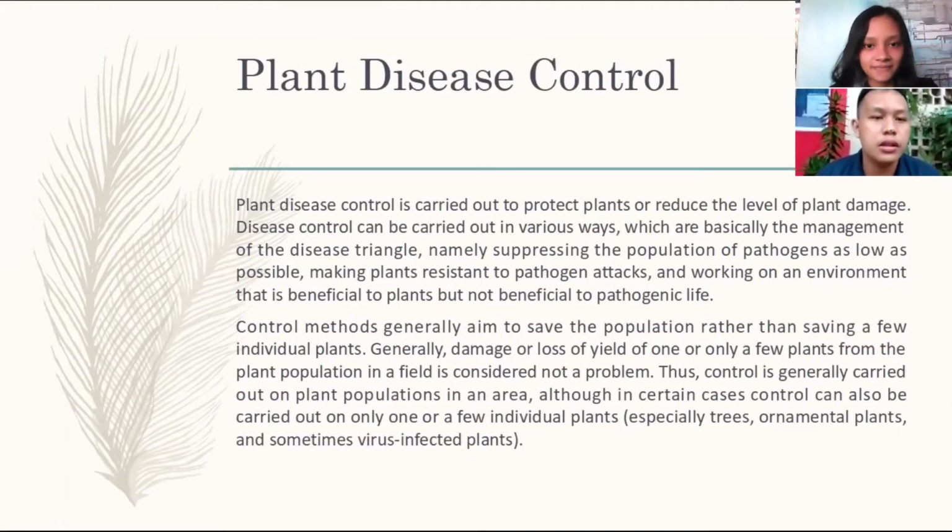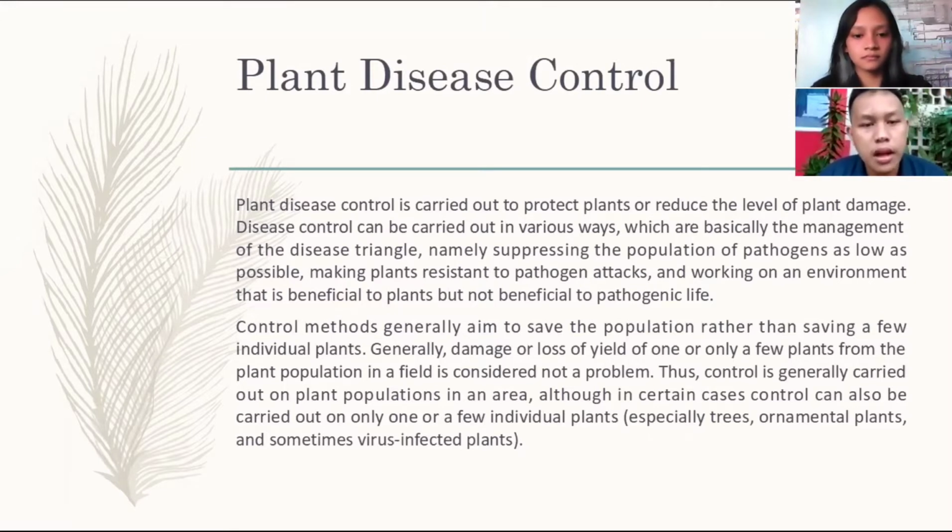Plant disease control. Plant disease control is carried out to protect plants or reduce the level of plant damage. This control can be carried out in various ways, which are basically the management of the disease triangle, namely suppressing the population of pathogens as low as possible, making plants resistant to pathogen attack, and working on an environment that is beneficial to the plant but not beneficial to pathogen life.